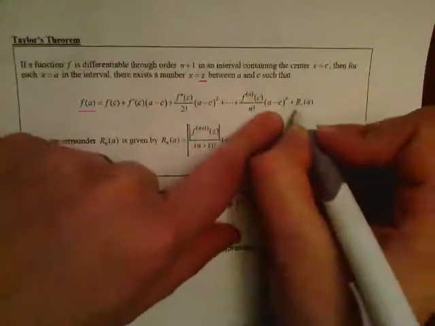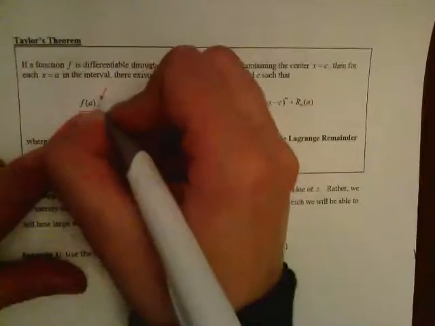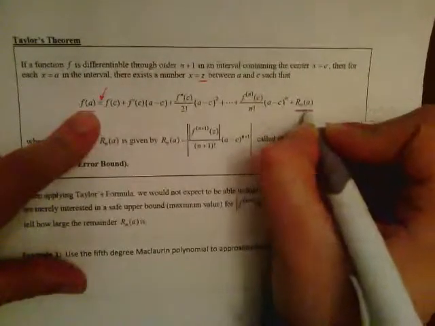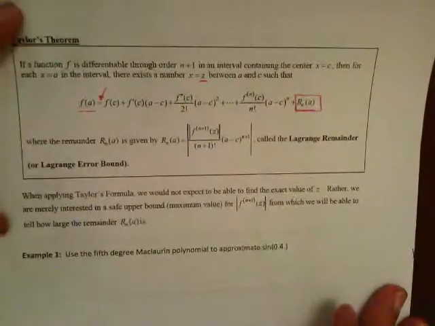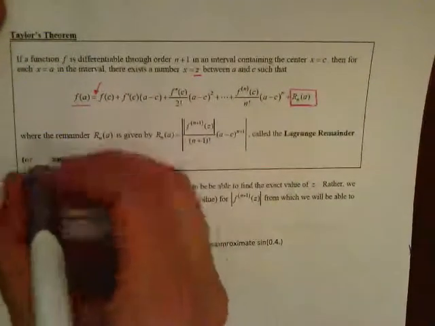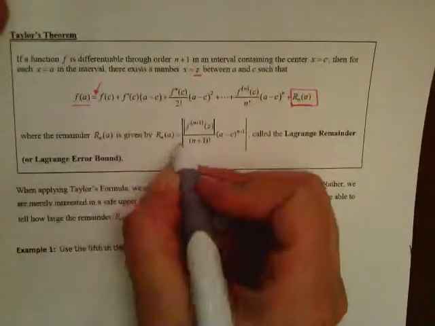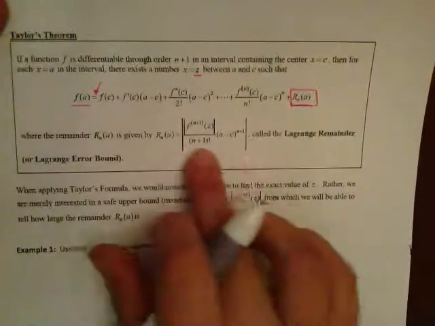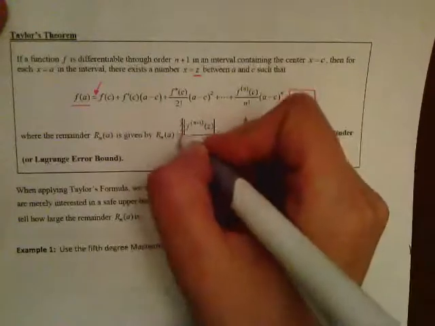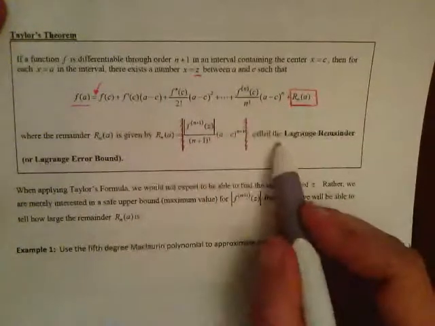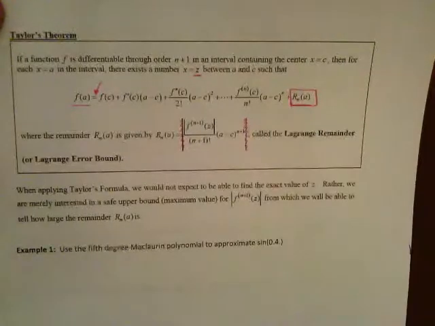The difference is that by changing this to an equal sign, we have to add this part right here at the end. We have to add that remainder, where the remainder is given by this right here. You don't really need these absolute values on the outside. And this is called the Lagrange remainder.